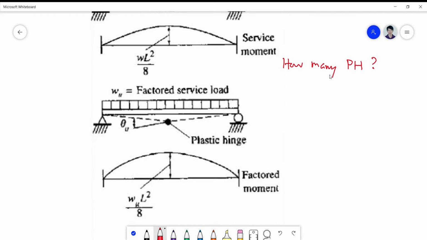Okay? So, ilan yung plastic hinge na kailangan ko dito? So, ito na yung sagot, di ba? Isa. Bakit isa?